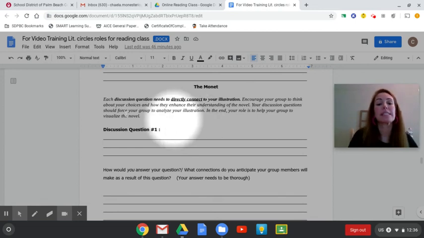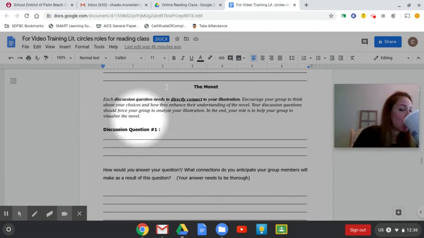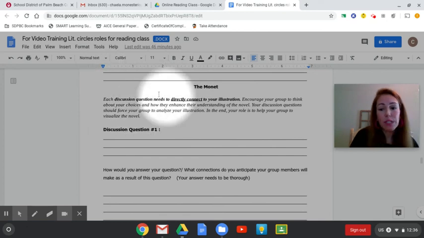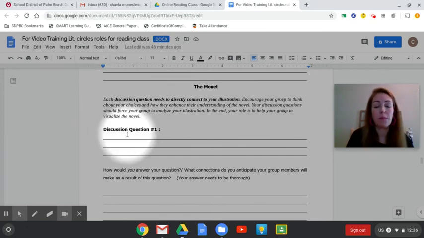Okay, so what is a discussion question? Once again, read these instructions carefully. It tells you more detail. But a discussion question gets your group discussing and thinking. For example, you could have them put themselves in the character's shoes. Ask them, if you were in this situation, and describe what the situation is, how would you have handled it? Would you have handled it differently? If so, why? Ask them to explain themselves. They cannot just say yes or no. They need to explain themselves.